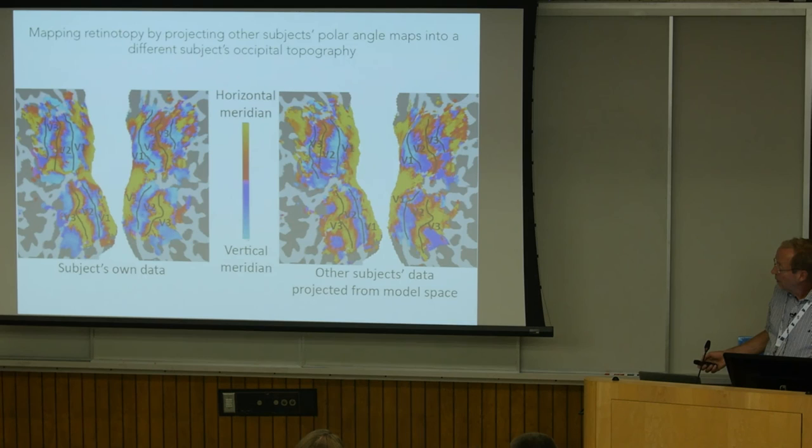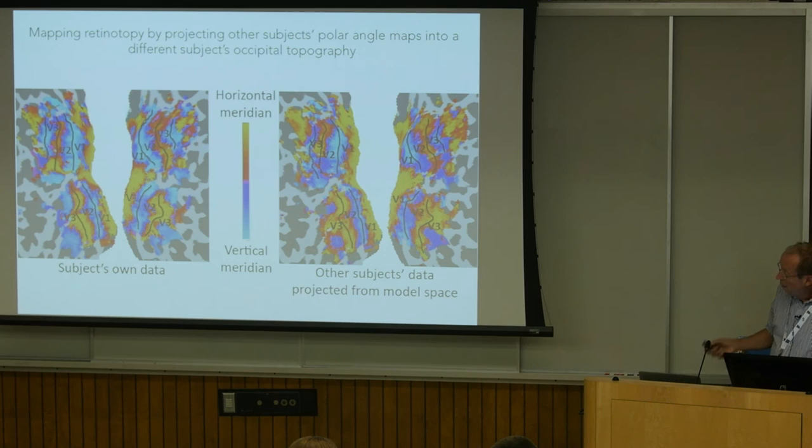So does that work? Well, in this analysis, we had 8 subjects with retinotopic data. So we had the retinotopy mapped in these subjects in addition to the movie data. And we could map out the retinotopic map in each subject. So this is one subject, and this subject's retinotopic map with the border between V1 and V2 and V2 and V3 mapped. This is a polar angle map. So horizontal meridian is yellow, vertical meridian is blue.